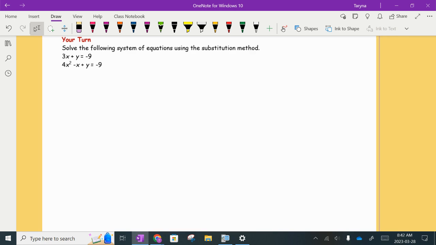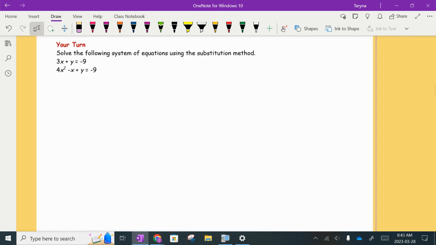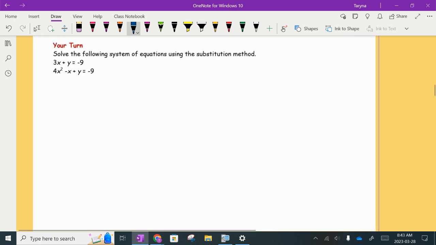So go ahead, do the your turn. And then after the your turn, guys, you're just going to do a couple questions from the textbook, and then we'll come back together in about 15 minutes or so. So I'll put it down here because I know you guys are going to finish at different times. So when you're done that your turn, do page 451, number 3.